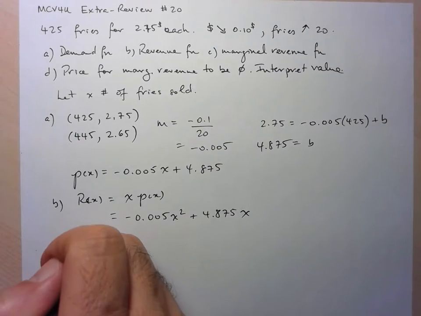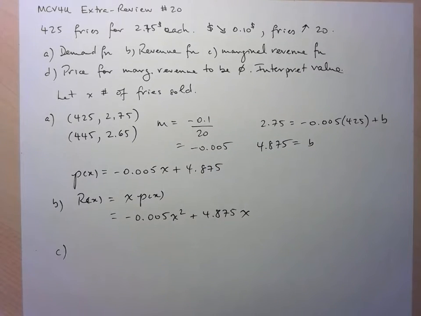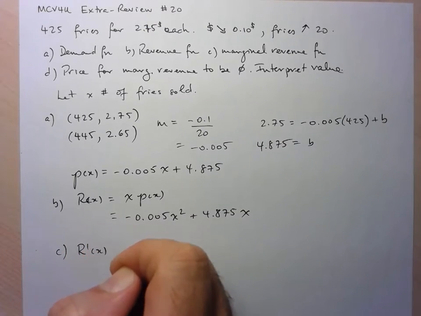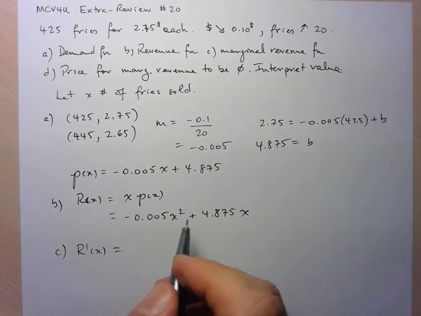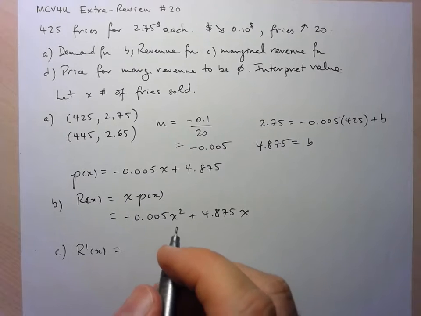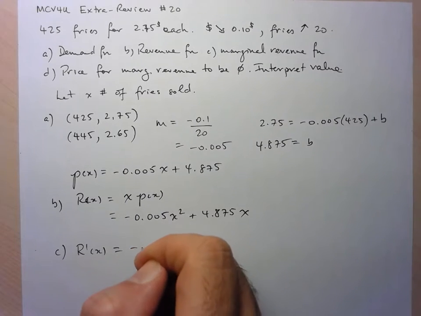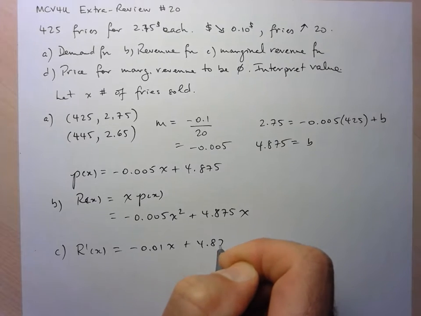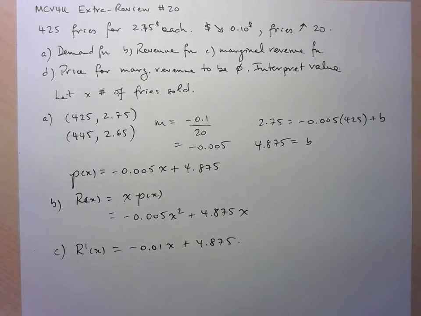Okay. Next, they want us to find the marginal revenue function. So the marginal revenue, okay, the word marginal essentially just means the derivative of that function. So the marginal revenue is just R prime of x. So here, just take the derivative, so 2 times 0.005, so negative 0.01x plus 4.875. And there's our marginal revenue function.